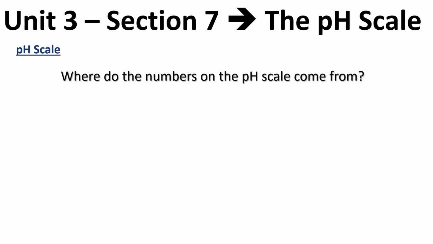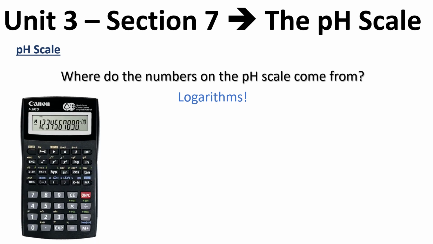So where do the numbers on the pH scale come from? They come from something called logarithms. This is sort of a complicated math thing. You don't really need to understand how they work. You just need to be able to use a log on your calculator. I'm sure you've seen this button on your calculator before, called the log button. That's the one we're going to need here.